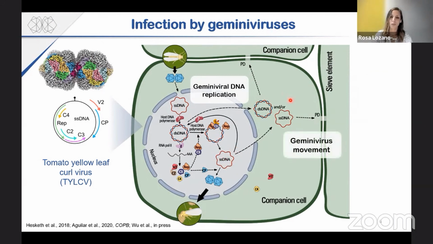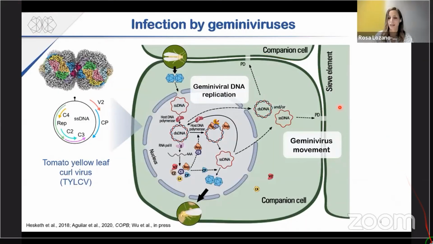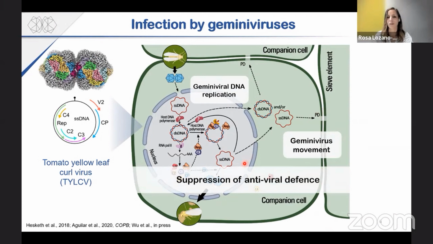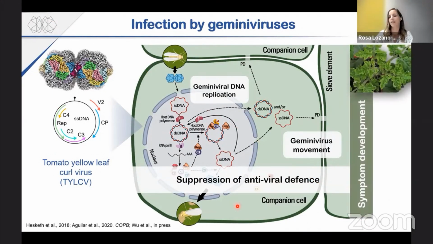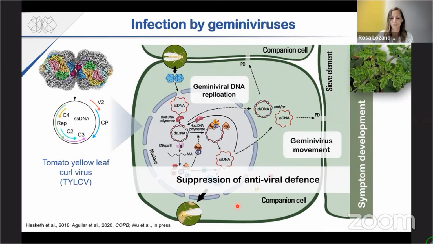Then, of course, the virus has to move both from cell to cell and also systemically in the plant. And all throughout the viral infection, the virus also must suppress antiviral defense mechanisms, which happen at different levels and in different subcellular compartments. And if this viral infection is successful, then there will be the development of symptoms.